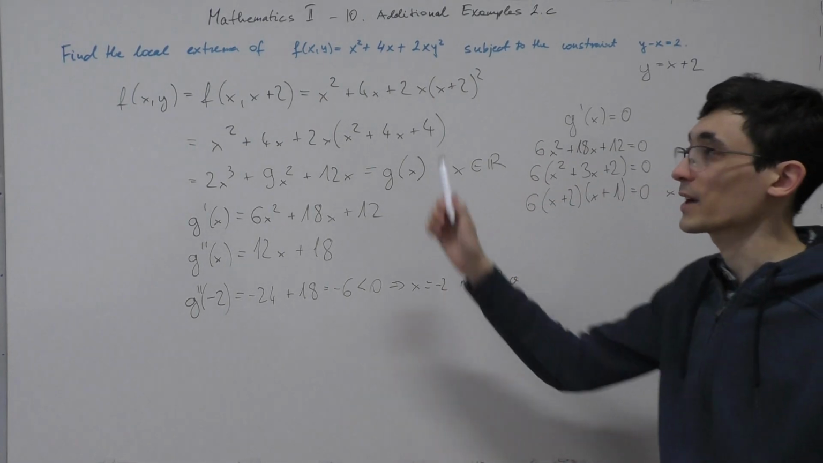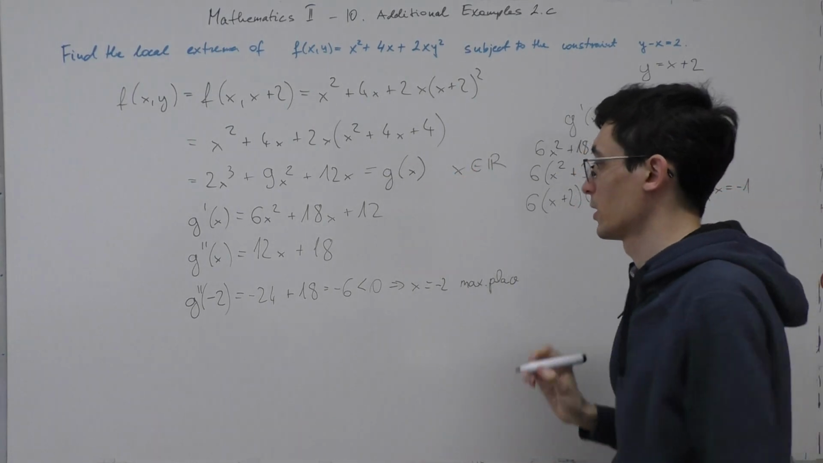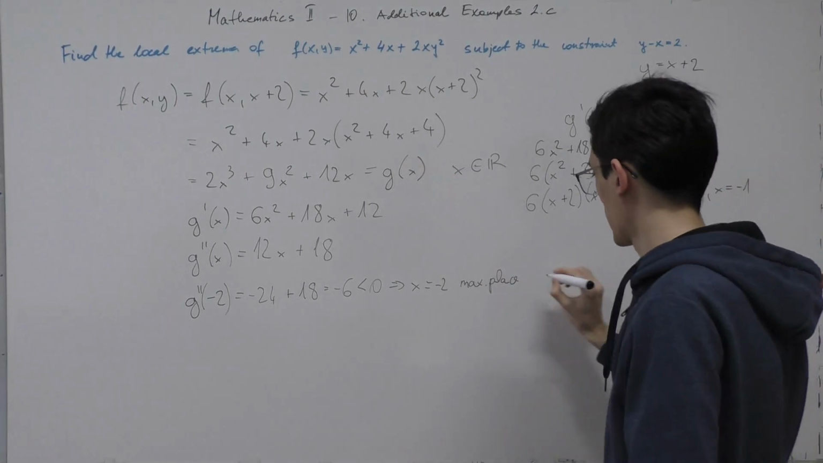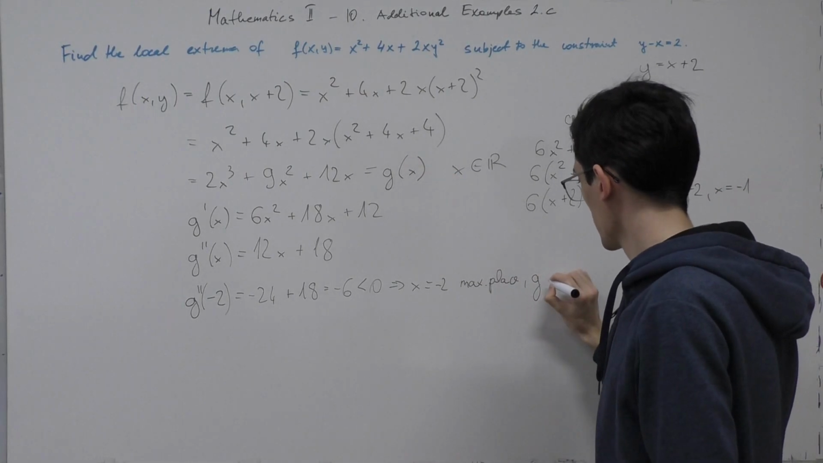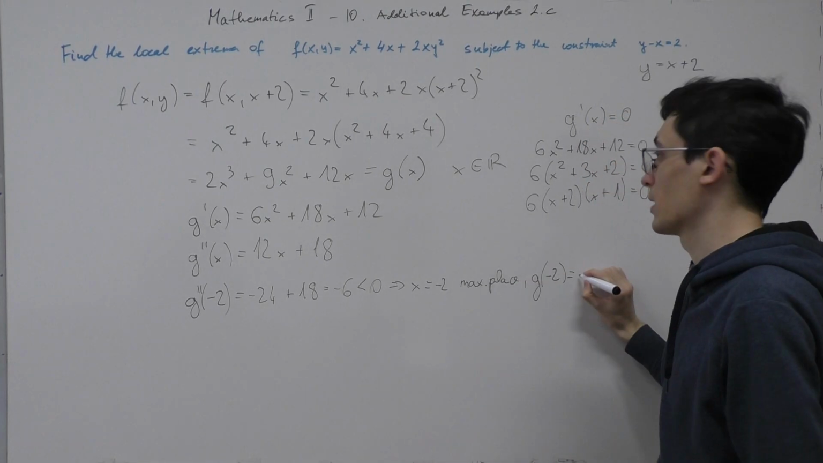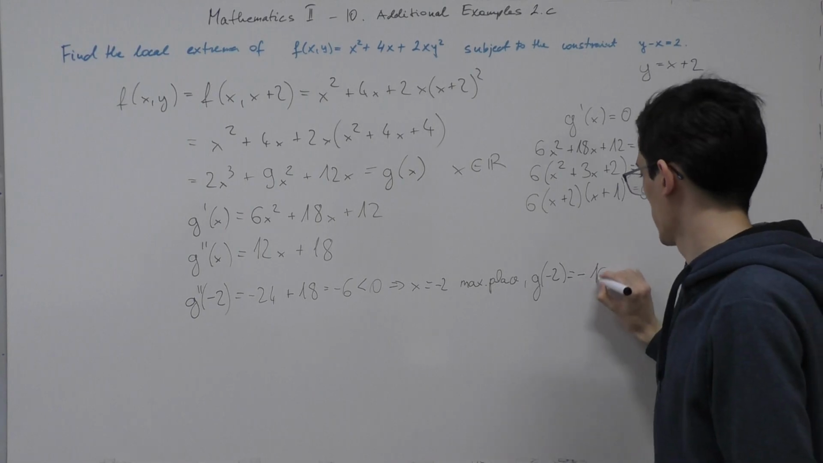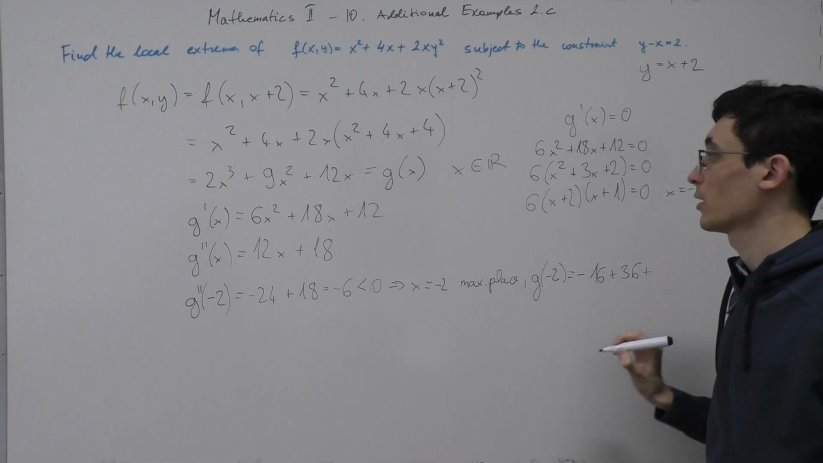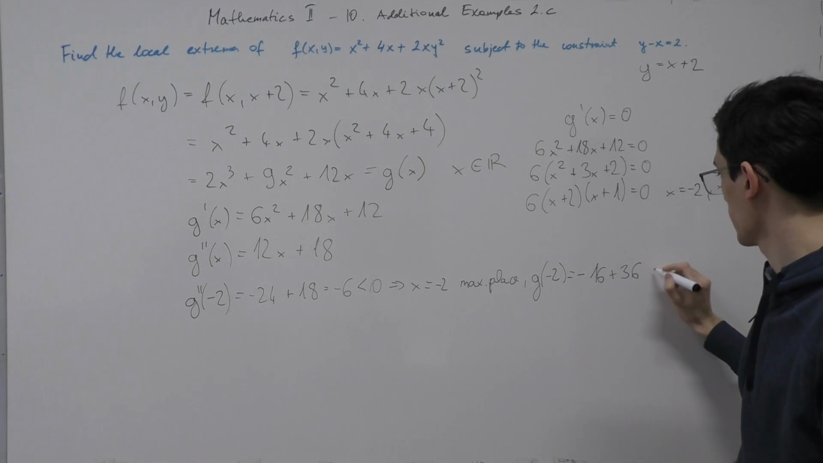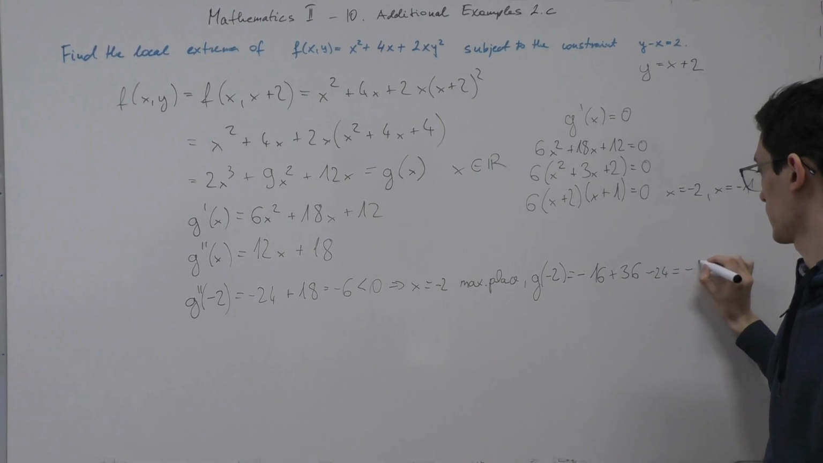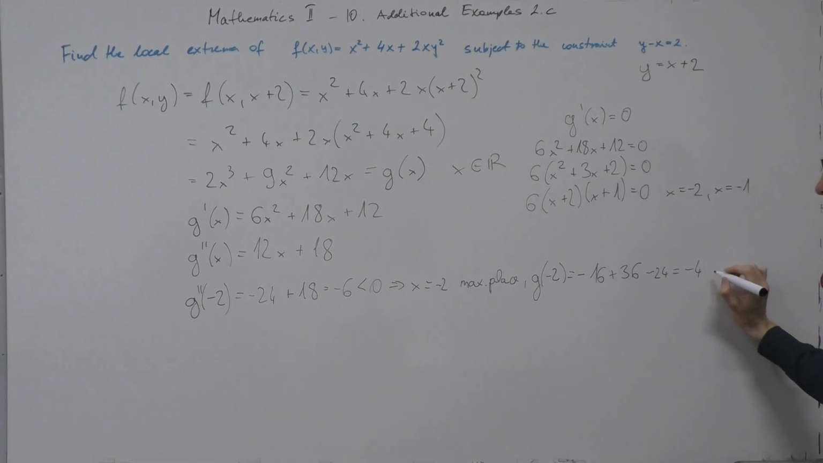And now we must find the local maximum at that point, so we must substitute into the function g negative 2. So g at negative 2 will be, that is negative 16 plus 36 minus 24, which is negative 4 as the local maximum value.